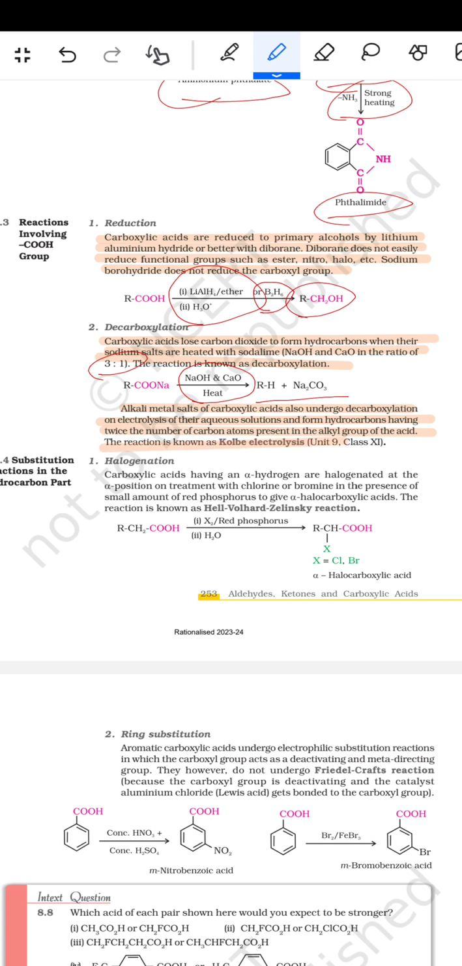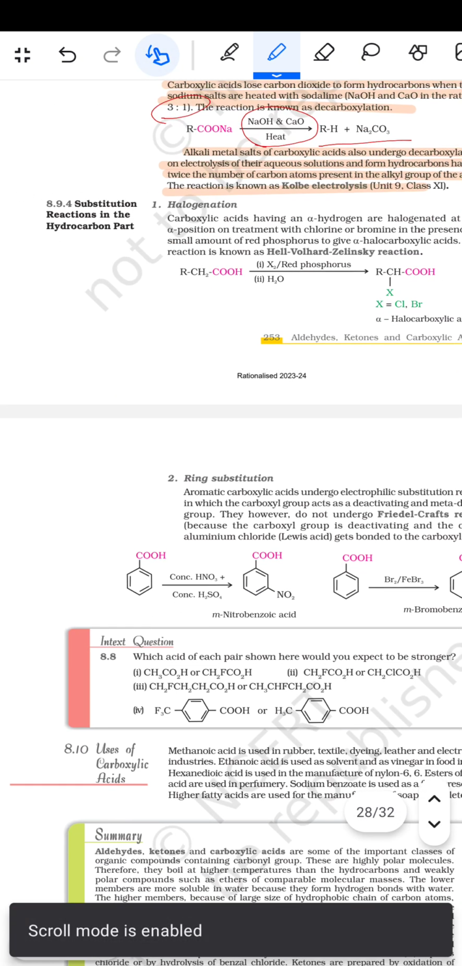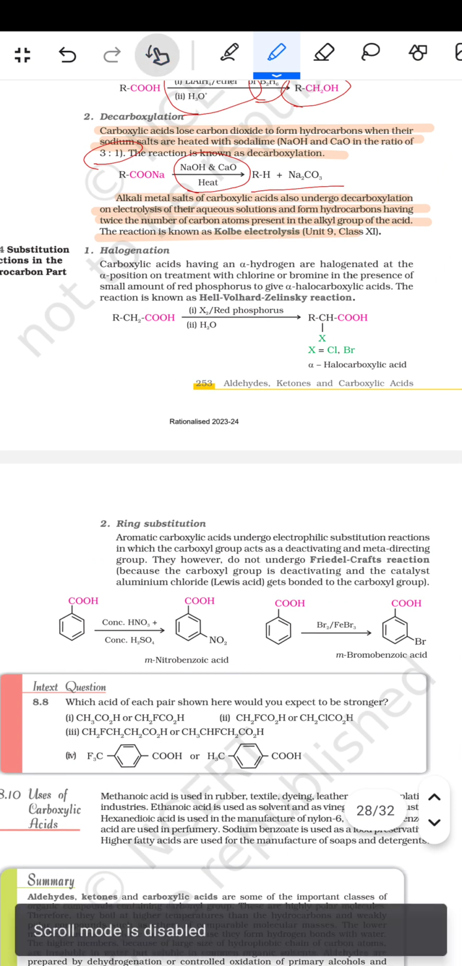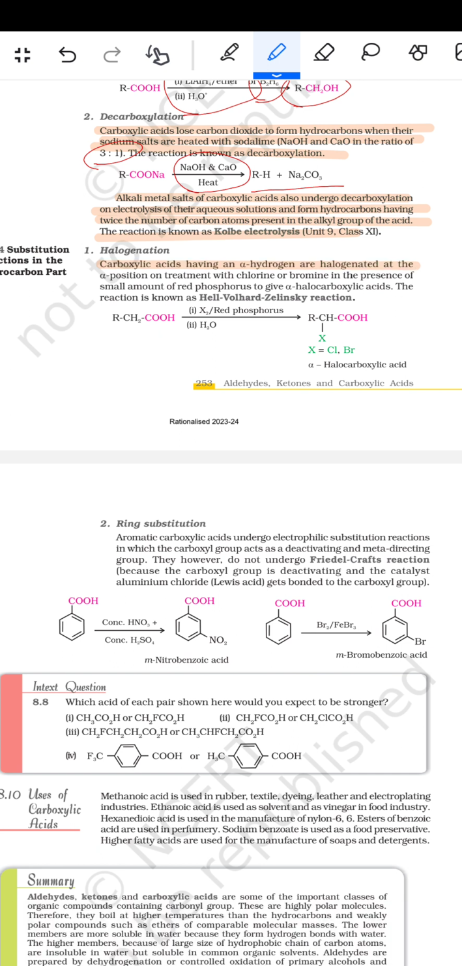This reaction is known as the Kolbe reaction or Kolbe electrolysis. Then comes the substitution reaction in the hydrocarbon part. Halogenation: carboxylic acids having an alpha hydrogen are halogenated at the alpha position on treatment with chlorine or bromine in the presence of a small amount of red phosphorus to give an alpha-halo carboxylic acid. The reaction is known as the Hell-Volhard-Zelinsky (HVZ) reaction. R-CH2-COOH with X2 and red phosphorus, then H2O, gives the alpha-halo carboxylic acid.